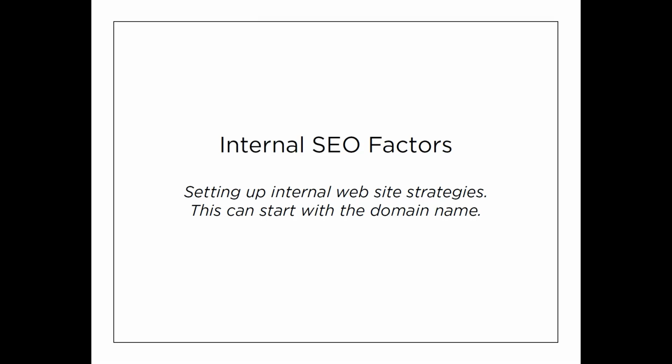There are internal SEO factors, which is setting up internal website strategies. This can start with the domain name. When I say internal SEO factors, this relates to things that you put onto your site. So, like a domain name, all right? You pretty much want to use a domain name that possibly has a certain keyword in it. Like if I'm dealing with photography, well, what kind of photography am I doing? I do boudoir, so it's like I do boudoirphotography.com. Something like that actually has a keyword in the domain name, and that can be registered within the search engines.